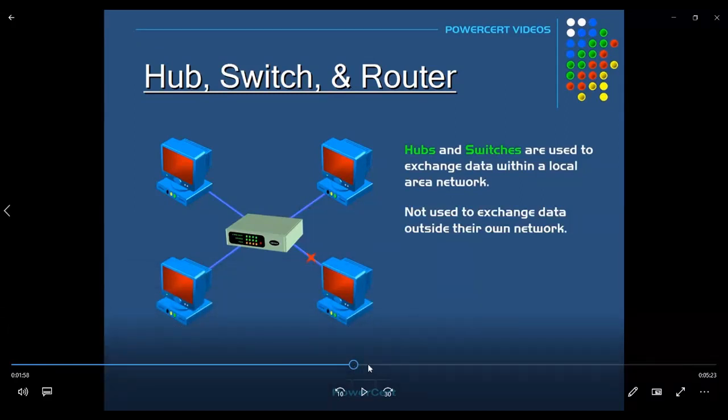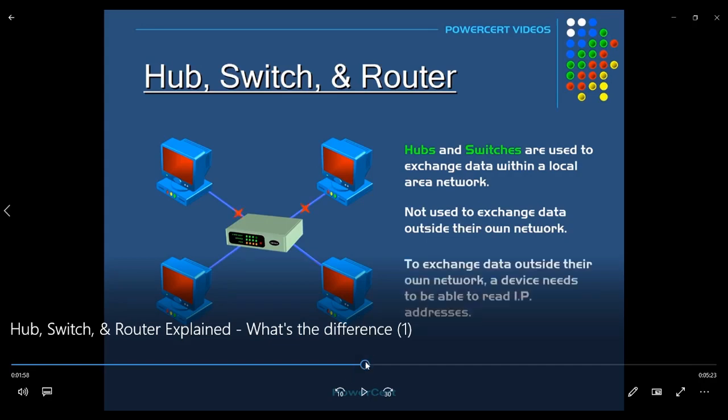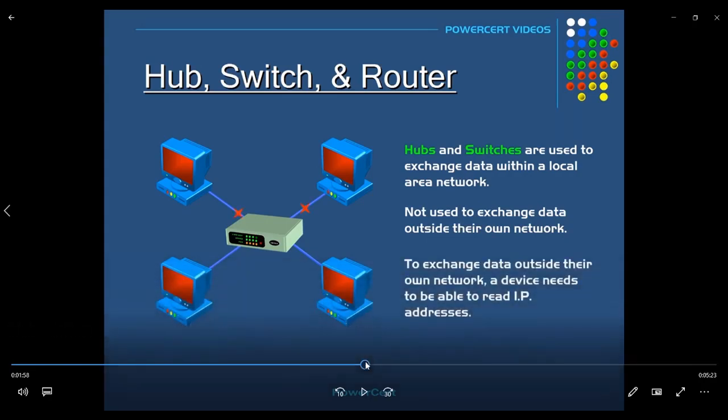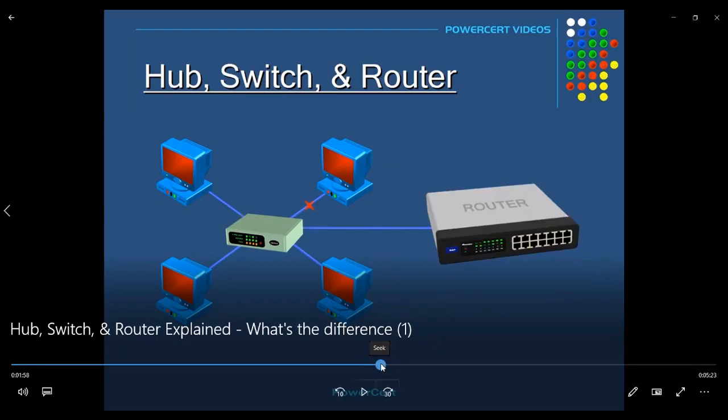So therefore, switches cannot exchange data outside their networks. To exchange data outside their own network, a device needs to be able to read IP addresses, and that ability is only in the router. So the router is a device which connects networks.